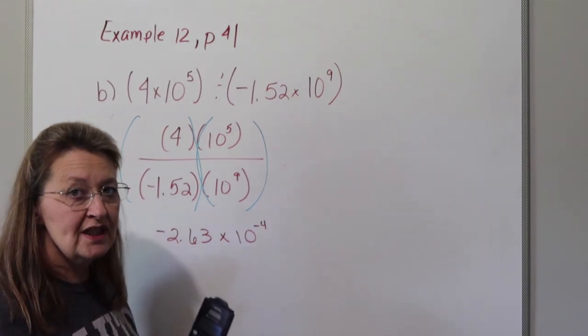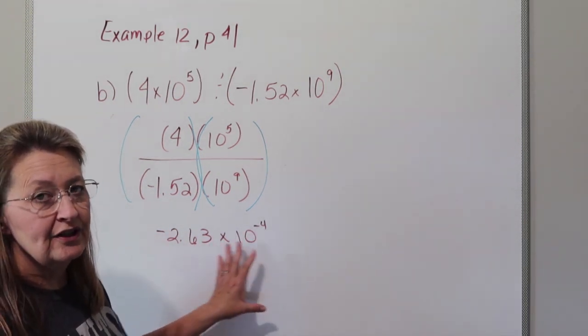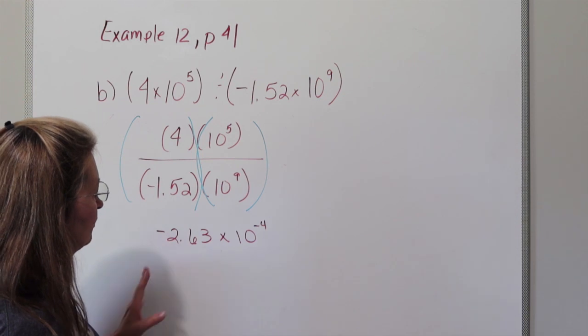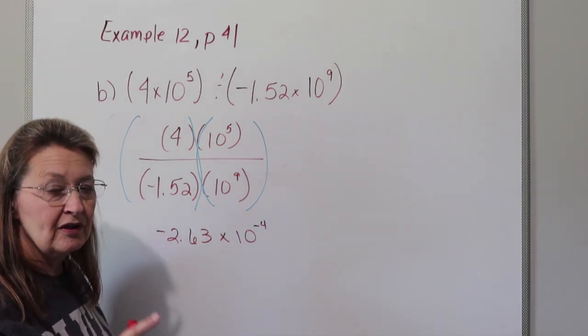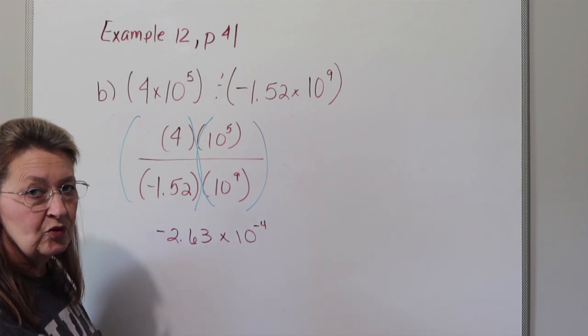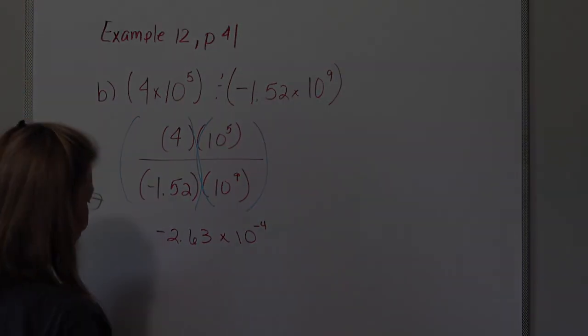So I just want you to see, as long as you adhere to your math rules, you're still going to get the right answer. It doesn't matter which part you do first. Check this number. Be sure that the absolute value of that number is between 1 and 10. And it is. So this is the final answer.